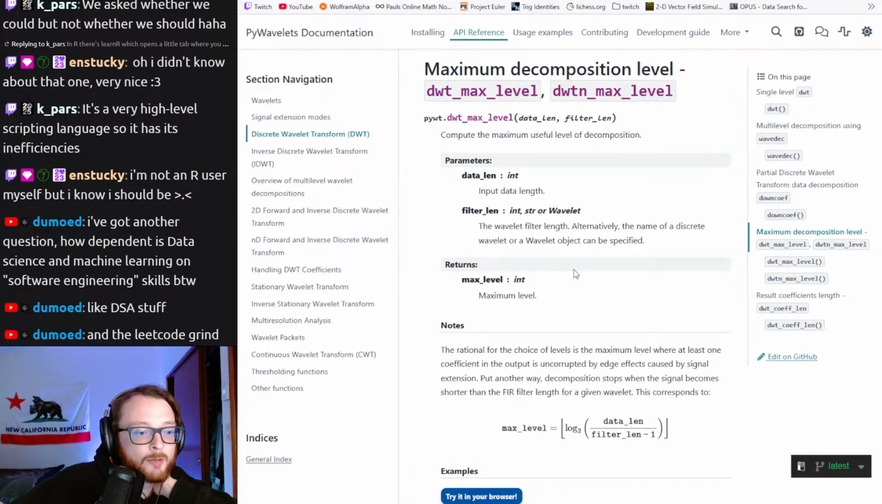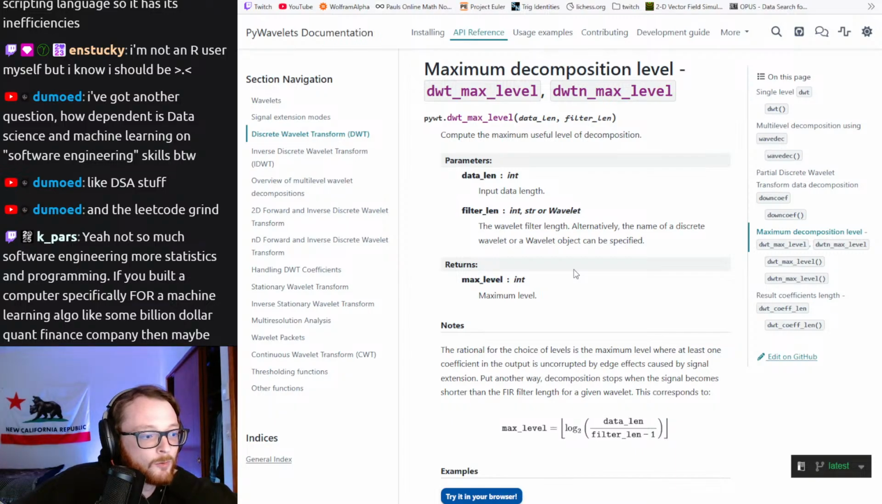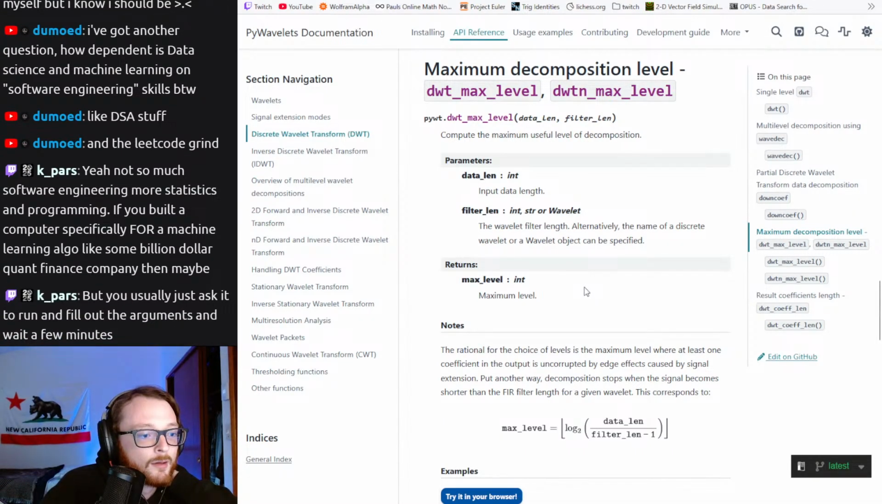A software engineer would need to manage hundreds of thousands of lines of code, and a data scientist is just going to do in the realm of hundreds or thousands if it's a big project. There definitely is some overlap, to be fair, but not that much. And a big part of that is stuff like NumPy that takes care of the software engineering stuff for you. If you build a computer specifically for a machine learning algorithm like some billion-dollar quantum finance company, then maybe, but usually you just ask it to run and fill out the arguments and wait a few minutes. Yeah.